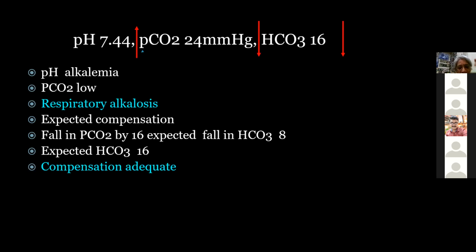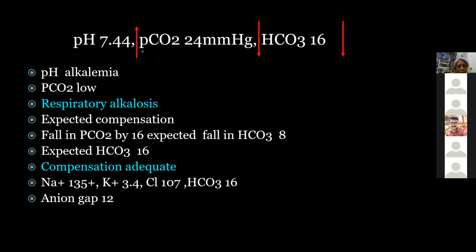So expected compensation is, if there's a fall in PCO2 by 16, you might expect a fall in bicarb anywhere between 1 to 4, depending on. For 10, you expect between 1 to 4 fall. So about a 6 fall may be expected at the maximum. It's fallen maybe a little bit more. So there is some element also of metabolic acidosis.